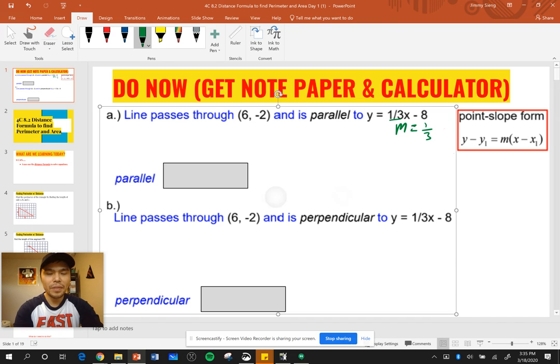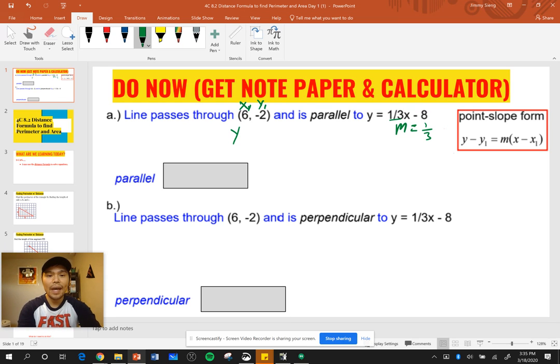Remember, point-slope form is y minus y1. If I have the point (6, -2), then x1 is 6 and y1 is -2, right? So then I have y minus my y1, which is -2, equals my slope, which I found is 1/3, times the quantity x minus 6, my x1, right? So now all I need to do is simplify that, and that's your equation, okay?